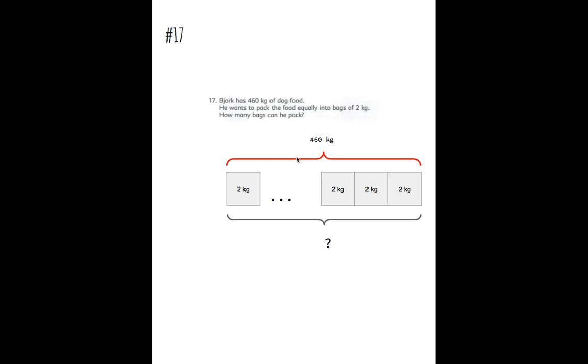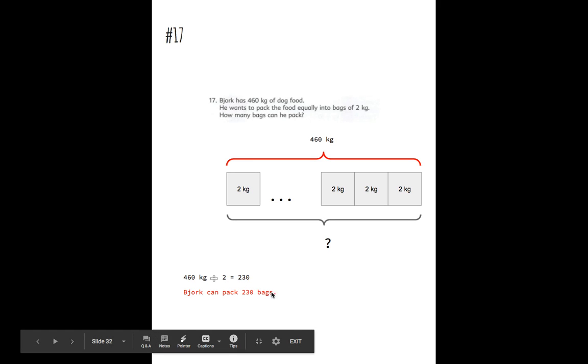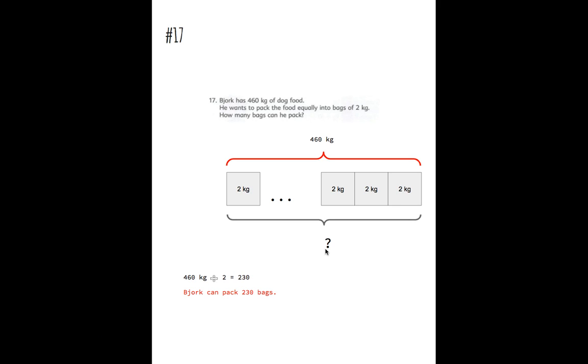If you're taking half of 460, what is half of 4? 2. What is half of 6? 3. And then you can add your 0. So when you're looking at this, 460 kilograms divided by 2, or divided by half, you will get 230. So Bajork can pack 230 bags. As you can see, you're not going to draw 230 units. It's not worth your time. But the dots are showing a repeat of units that will represent that you have 230 bags.